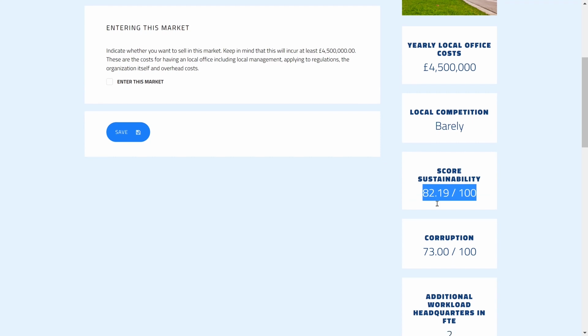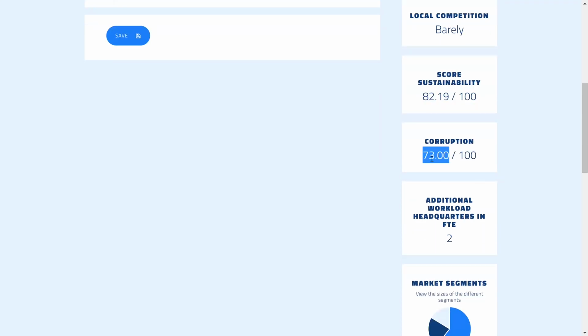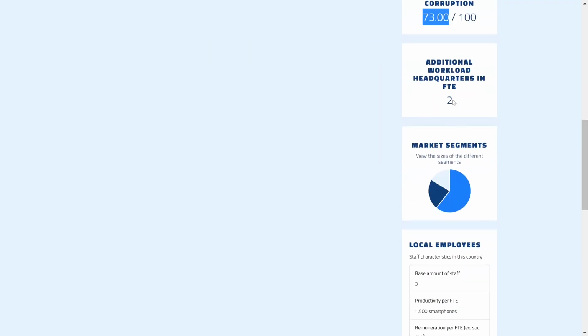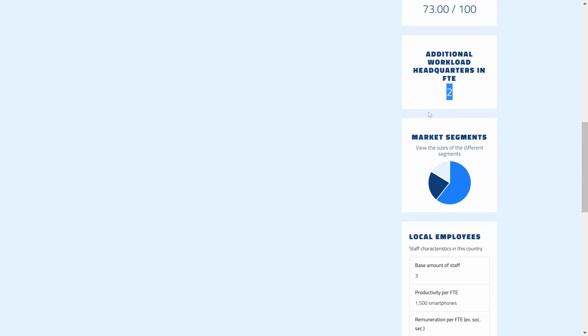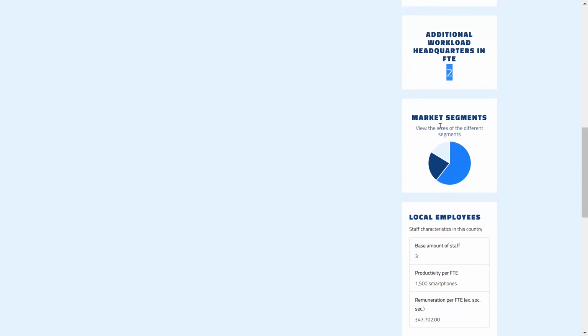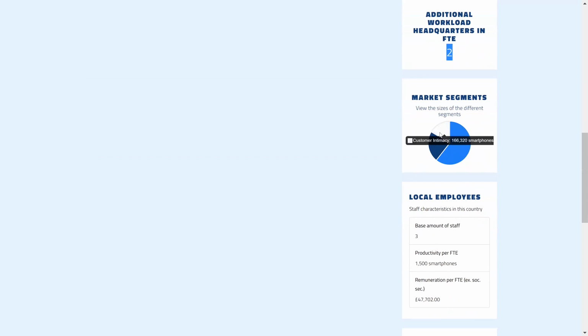How important is sustainability? What's the corruption level in the country like? How many workers are you advised to take on if you enter this country? In reality, the number you need could be a bit higher or lower. Perhaps if you sell a lot of phones in that country, you need 1 or 2 more. Well, this is the advice to hire at least 2 extra headquarter employees if you enter Belgium.